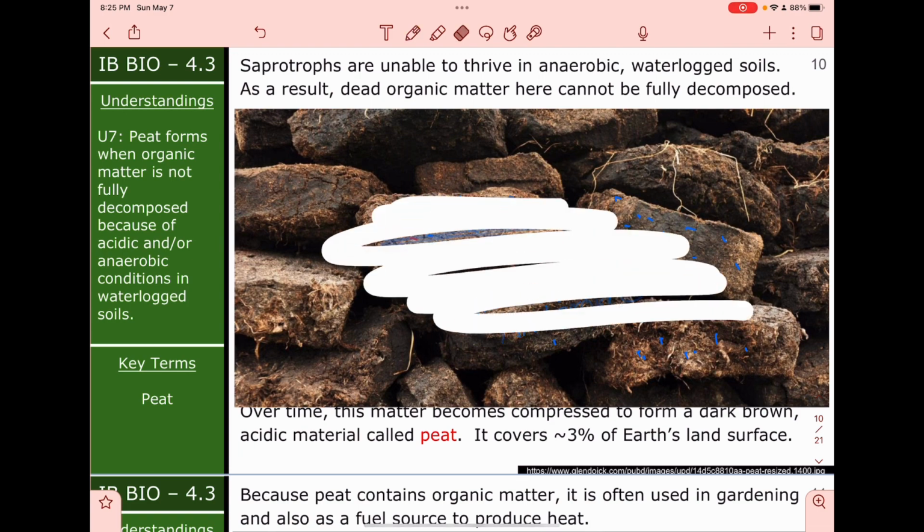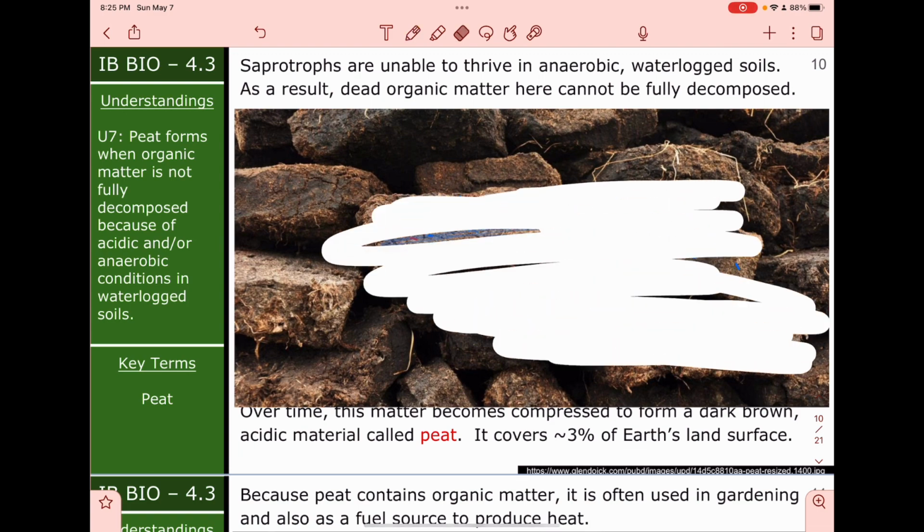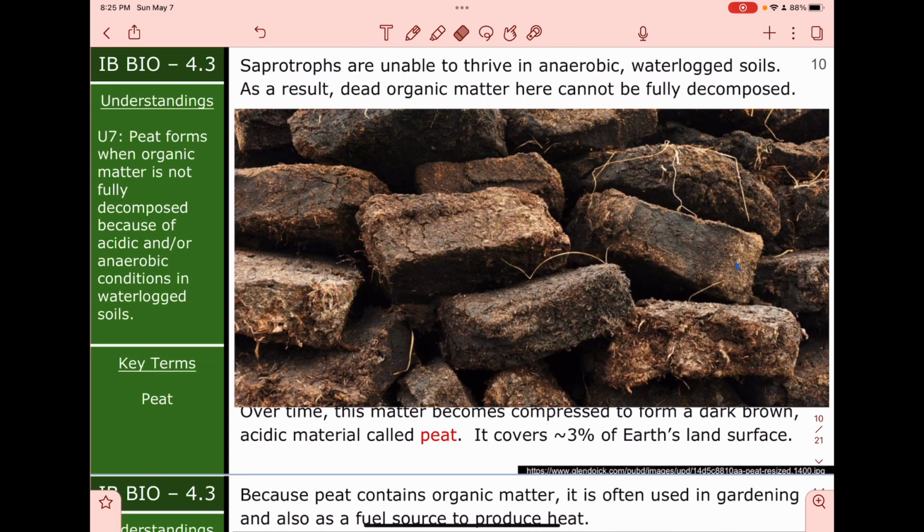So either it's completely waterlogged and there's no more air pockets anywhere for these saprotrophs to go, or it's acidic. Either way, you don't have saprotrophs and you don't have detritivores in there, and you just don't get any breakdown of the organic matter. So it gets compressed on each other over time, and it gets very compressed, and it forms hard dirt-like products that we call peat. So it's compressed, partially decayed organic matter.